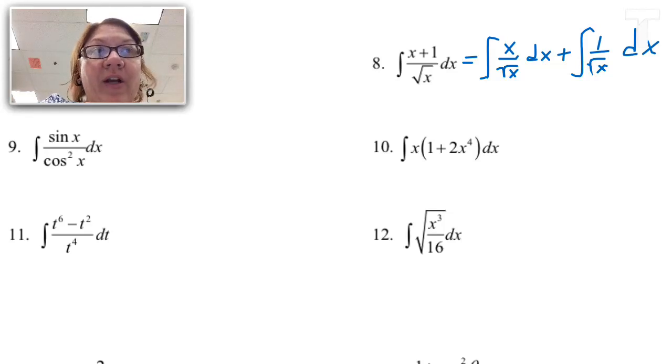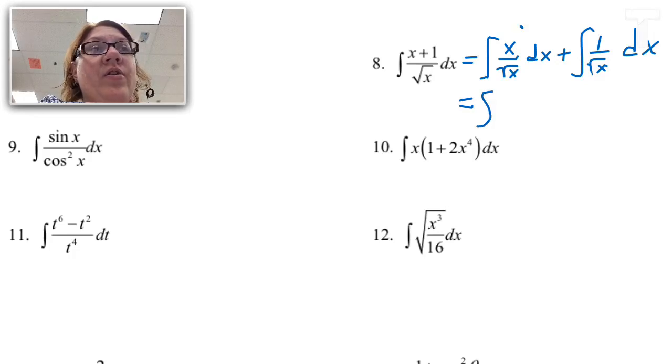So remember, with fractions, if I asked you what was being divided by square root of x, was it the x or the 1 or both? Hopefully you would say both, which means I could split it and show that both are being divided by square root of x. So of course this one is x to the first over x to the 1/2.